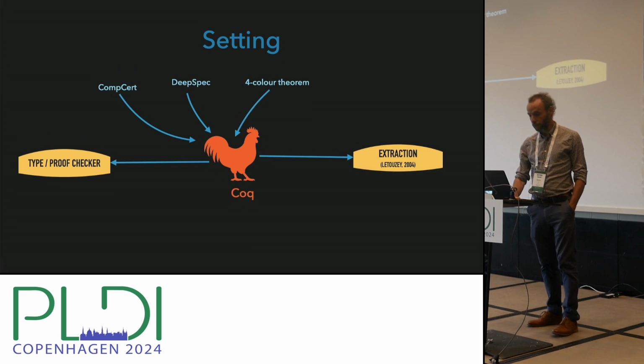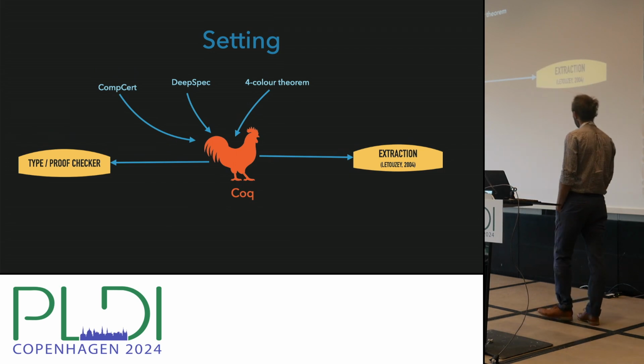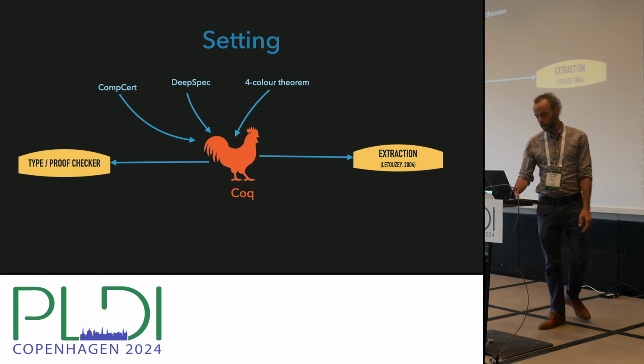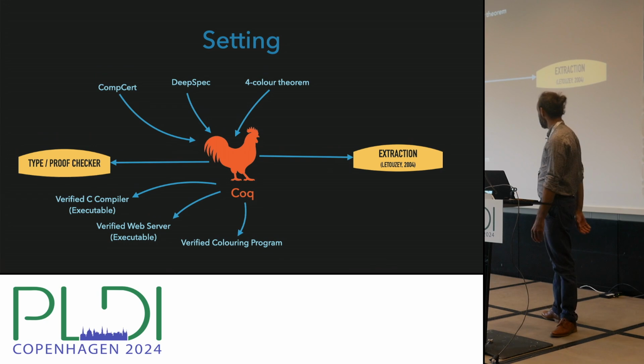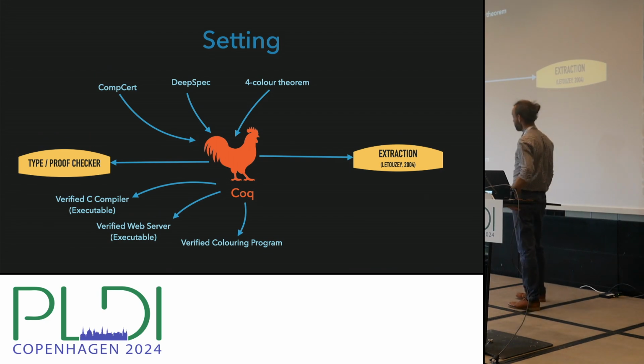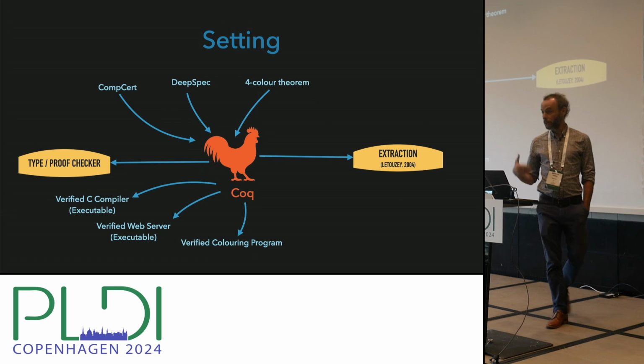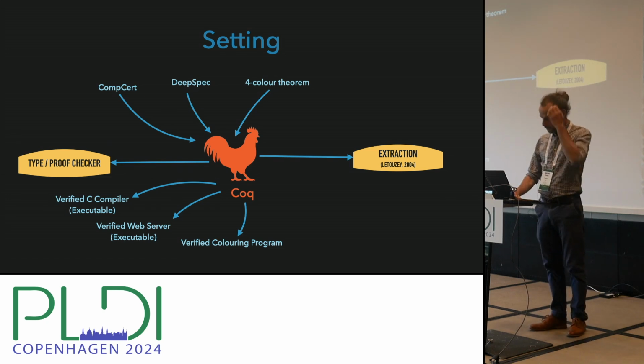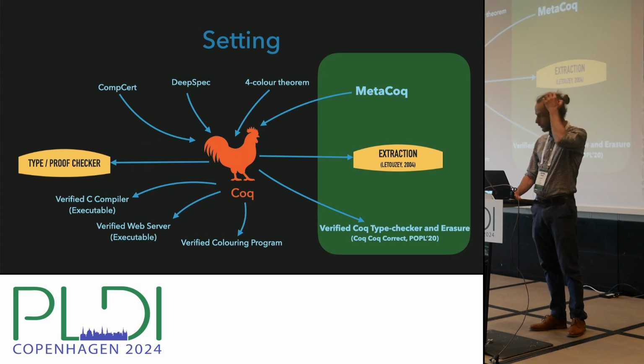But there is another part to Coq, which is extraction, which allows you, from this artifact, to produce executable code. So typically, you will get a verified C compiler from the CompCert project, a verified web server in the DeepSpec project, or a verified coloring program from a constructive mathematical proof of the four-color theorem. So extraction is a really useful feature.